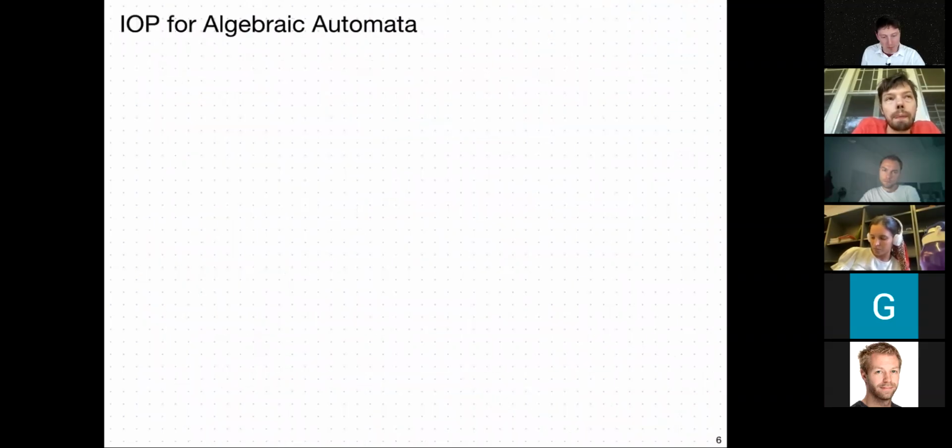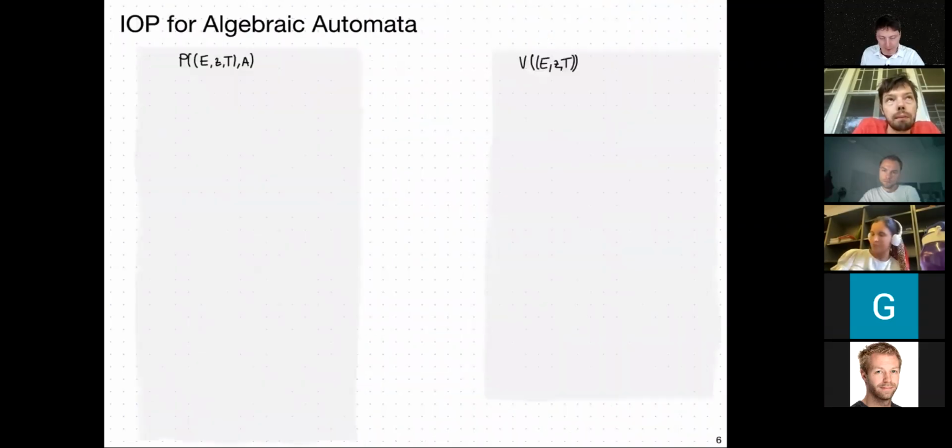Now we go back to our problem, which was this algebraic automata, and we're going to write down an IOP to check them. Remember, our goal is linear proof length and polylogarithmic verification time. The verifier and the prover are both given the description of an automaton computation: the transition function, the public input, the time bound. Remember that the description of the computation is small, so the verifier reading it in full is okay. It's size of E plus log T, plus N, of course.